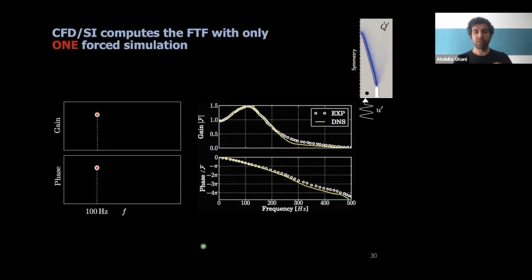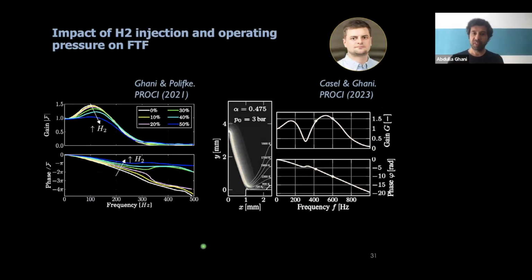So this is the one here. So the main bottom line here is one single computation, and you have the entire flame transfer function. And once we have this kind of a method, we can analyze physics with that, because this is methods, and with methods, we try to understand physics.